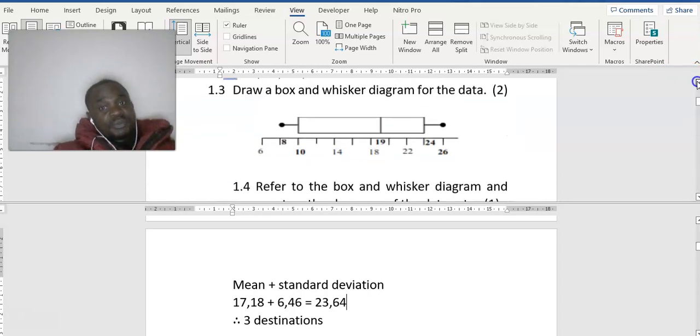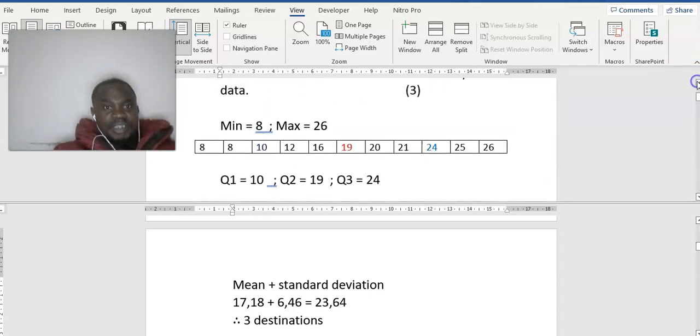Go to the data. Where is our data? This is our data. Now this is 23.64, and we want the ones that are above the mean. So the numbers that are more than 23.64. 21 is less, we can't take this one, but 24 is more, so we can take this. 25 is more, we can take this. 26 is more, we can take this. So it's how many? 1, 2, 3. So it's 3 destinations.